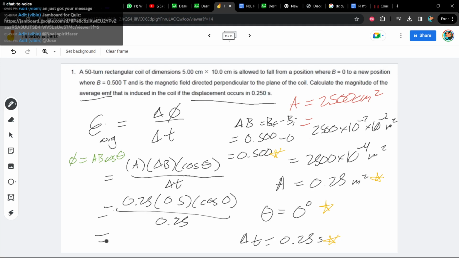Someone compute the answer for me. It's just 0.5 because the 0.25 and 0.25 cancel out. That's correct. 0.5 volts, and that's basically it. That's how this kind of question will run. This one you just learn a bit more about the coils, the turns, I mean.